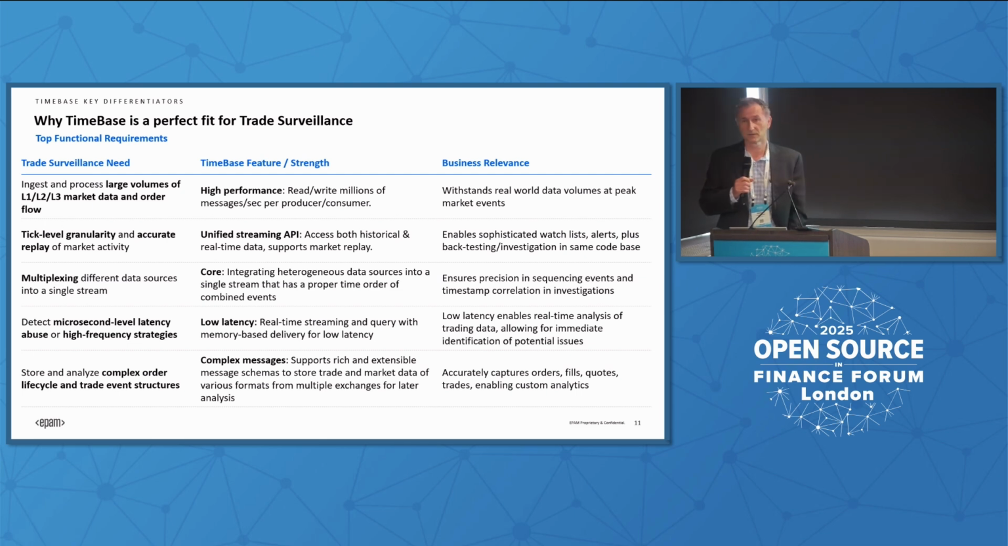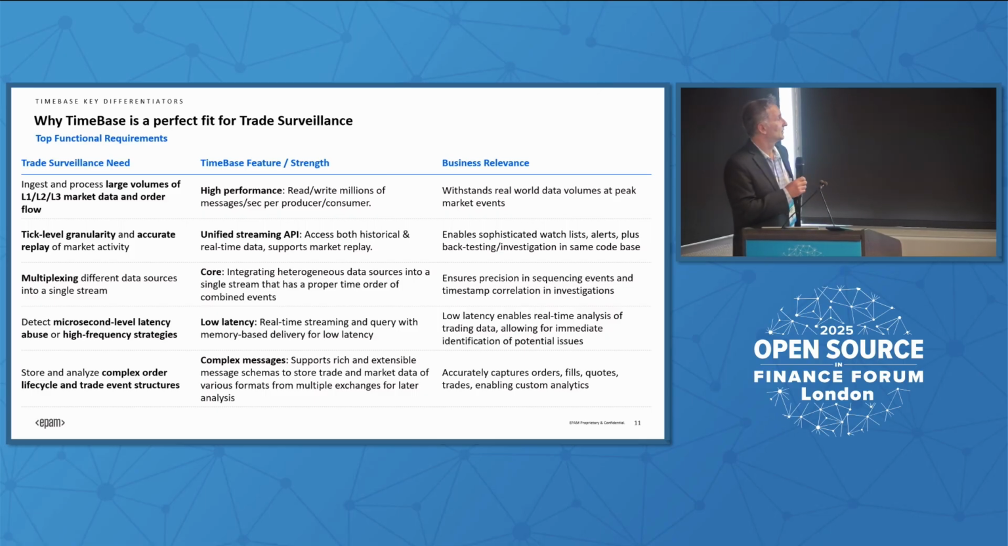If there's one thing that I want you guys to walk away with, it is that TimeBase is a great fit for trade surveillance, for the market surveillance function. And I'll go into the reasons why, but that's the main slide.